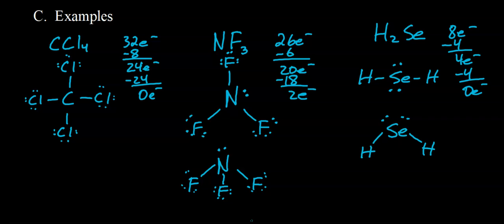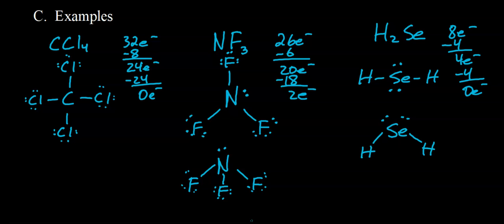All right, NF3 is our next one there. We have this time 3 bonds and 1 lone pair, so 4 electron groups. So the electron geometry is tetrahedral. However, the molecular geometry is trigonal pyramidal. So this is AX3E, trigonal pyramidal.